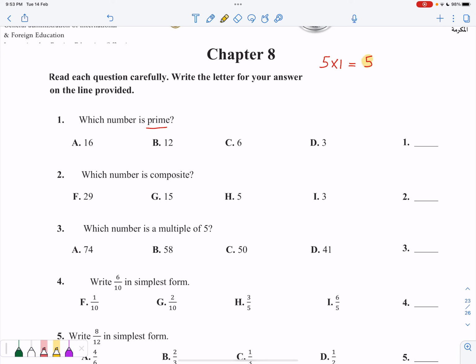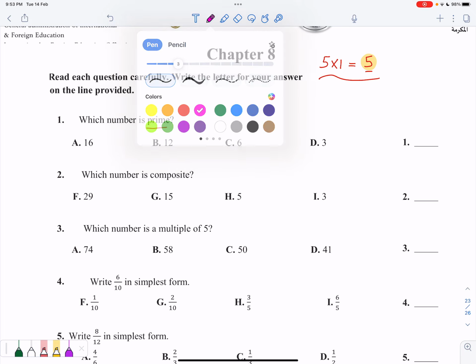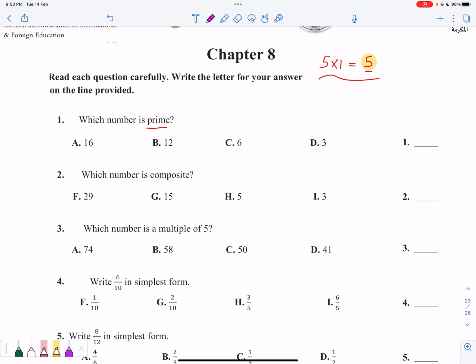Is there any other way that you can make the number 5? No, this is the only way. How about the number 12, for example? Okay, how can you make the number 12? You can make it from multiplying 1 times 12 equals 12. You can also make it from 2 times 6, that also equals 12. You can also make it from 3 times 4, that also equals 12.